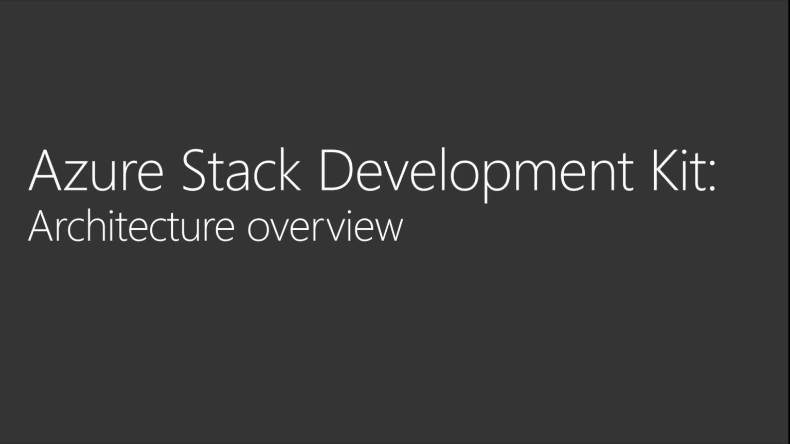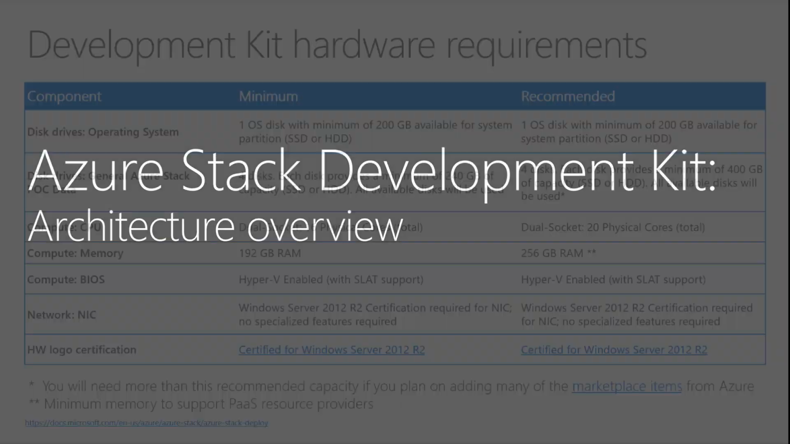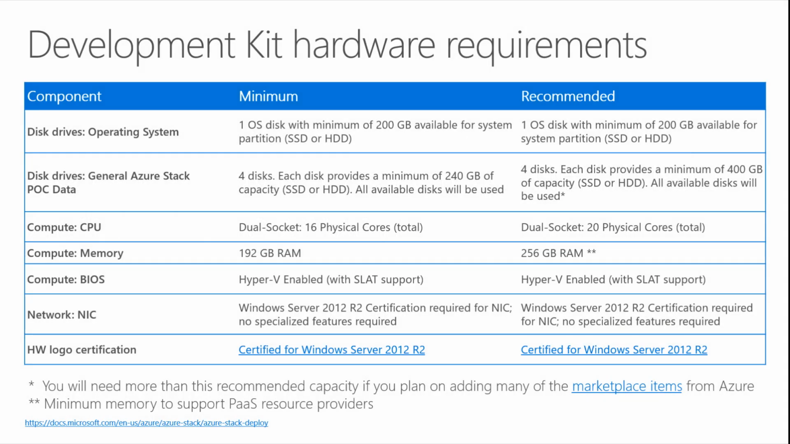Let's take a look at the Azure Stack Development Kit architecture review. So the development kit hardware requirements, again, if you go to aka.ms/ASDK, there is a link for the requirements. I went through and updated this slide with what is there currently as of creating this recording. You need one OS disk with a minimum of 200 gigabyte available for the system partition, and that's both minimum and recommended. SSD, of course, would be a little bit faster and preferred, but you can use a traditional hard disk as well.